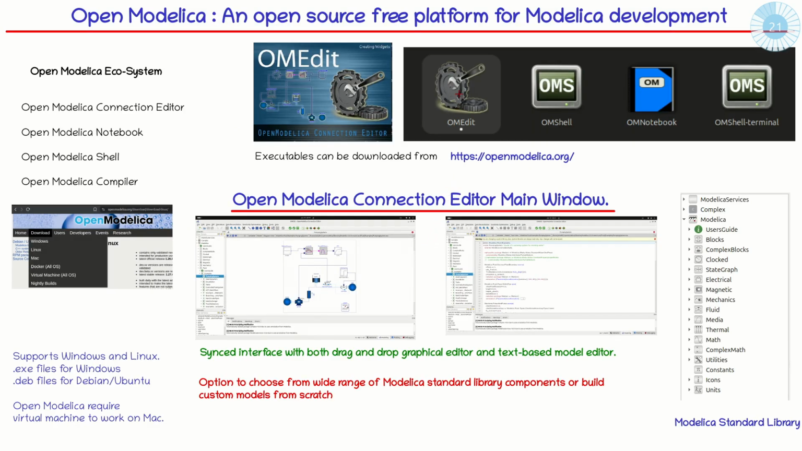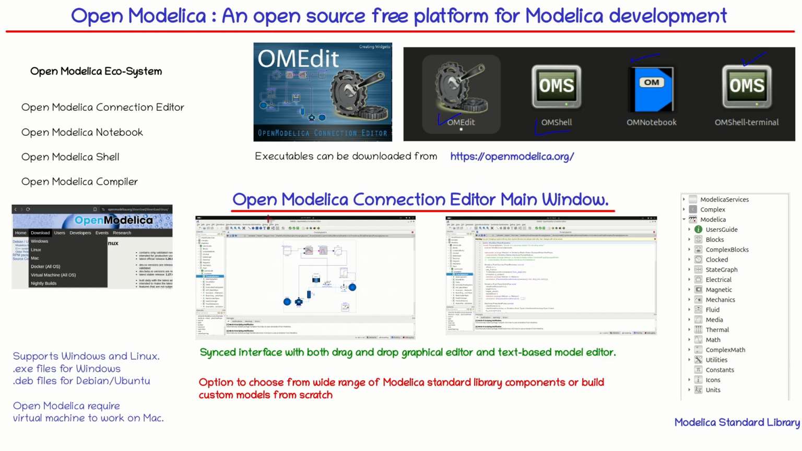Open Modelica has mainly 4 components. That is the Open Modelica connection editor, called OM edit. Then OM shell, where you can execute command line operations for running and simulating the Open Modelica models. Open Modelica notebook is a Jupyter notebook style notebook for building Modelica models, where you can do documentation plus modeling together in an interactive way. Then Open Modelica shell terminal gives you the command line output of your simulation execution, like log asserts, debug reports or error messages, whatever is coming from the simulation.